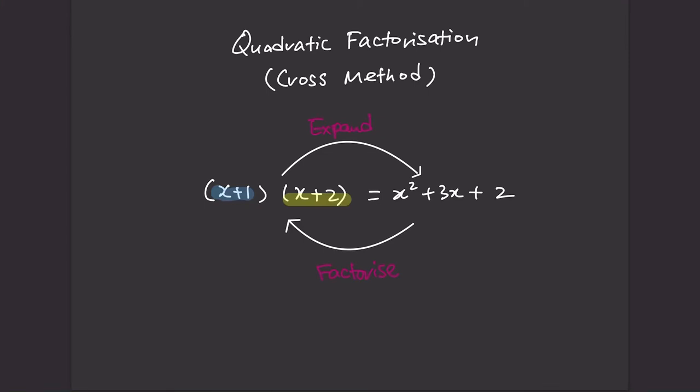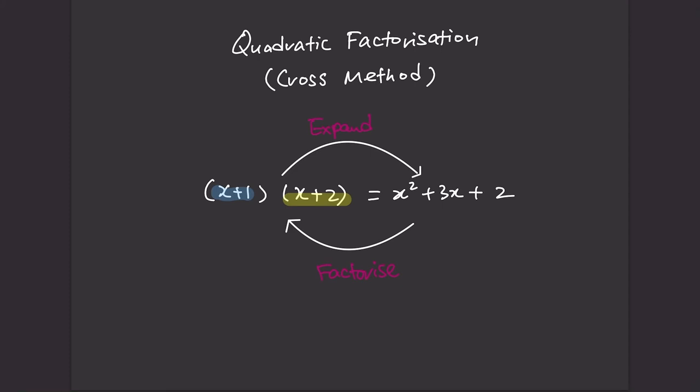Today I'll be talking about quadratic factorization, and in this simple flow diagram we see, for example, if we were to expand x plus 1 with x plus 2, we're going to get x squared plus 3x plus 2. What I'm trying to show you here is that factorization is just the reverse process, in the opposite direction. So if we factorize x squared plus 3x plus 2, we're going to get x plus 1 multiplied with x plus 2.